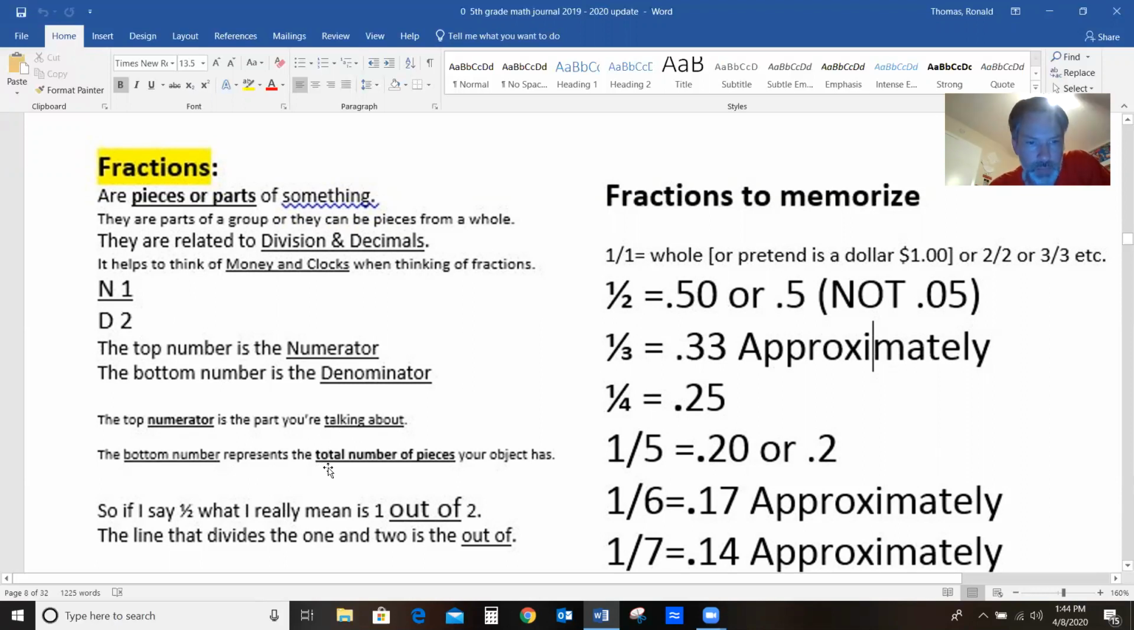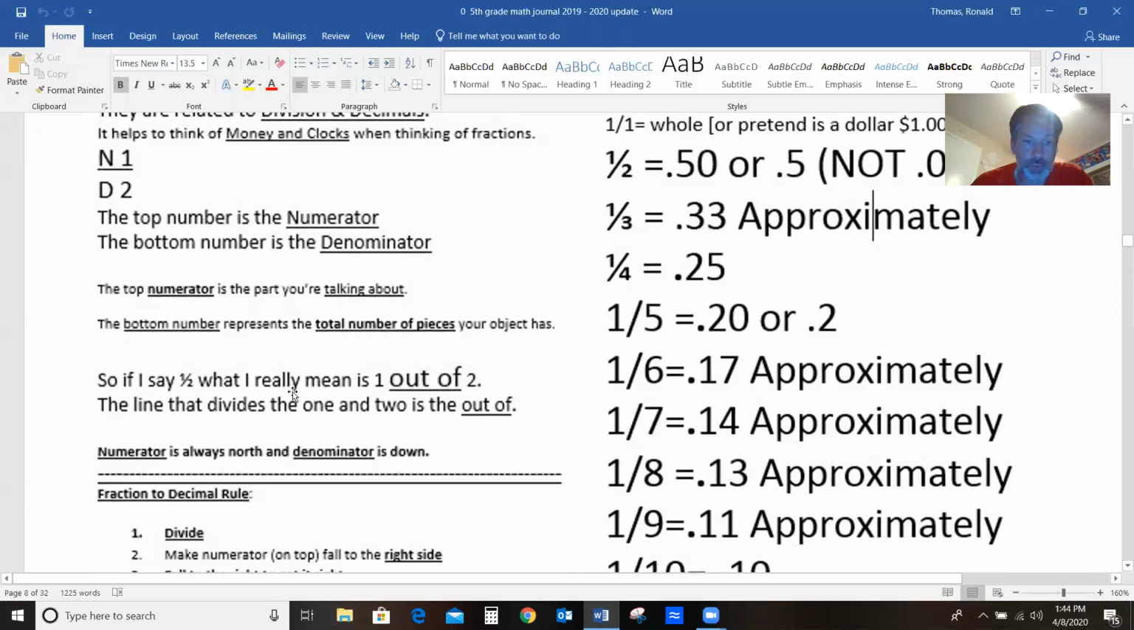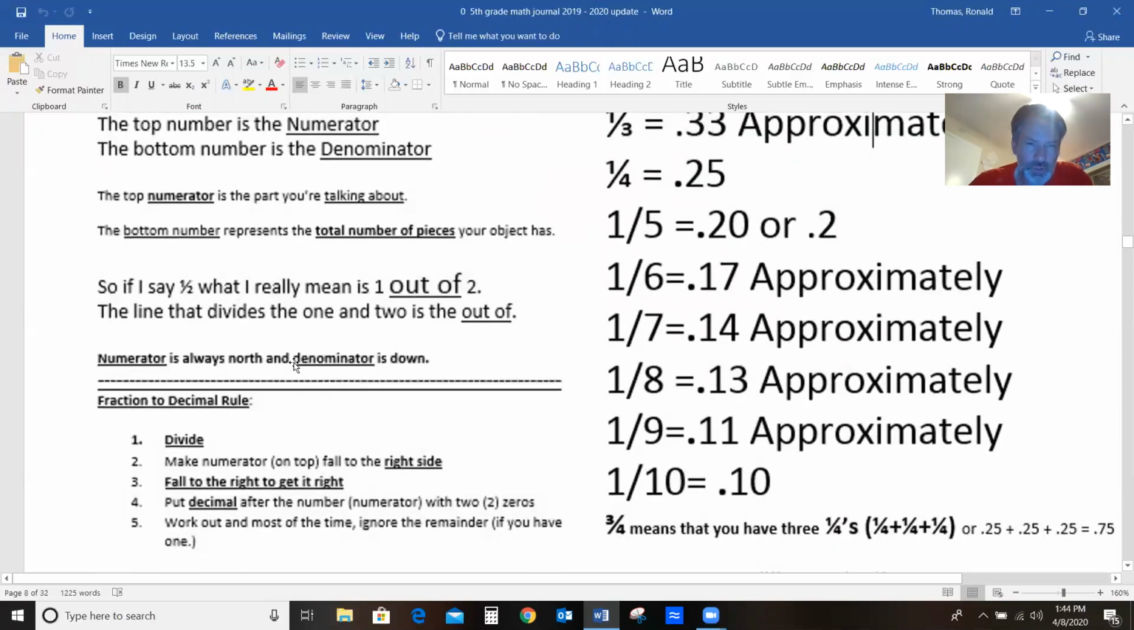The top number, the numerator, is the part you're talking about. The bottom number represents the total number of pieces the object has. The denominator does. So there's 1 out of 2. That line is "out of." 1 out of 2. It's a half. If I say a half, what I really mean is 1 out of 2. The line that divides the 1 and 2 is "out of." Numerator is always north, denominator is down, as I said.